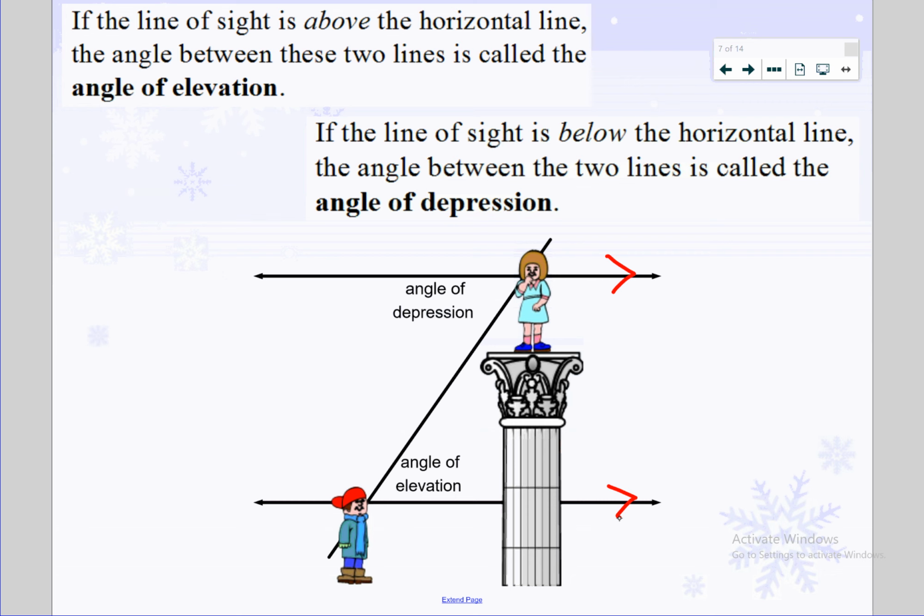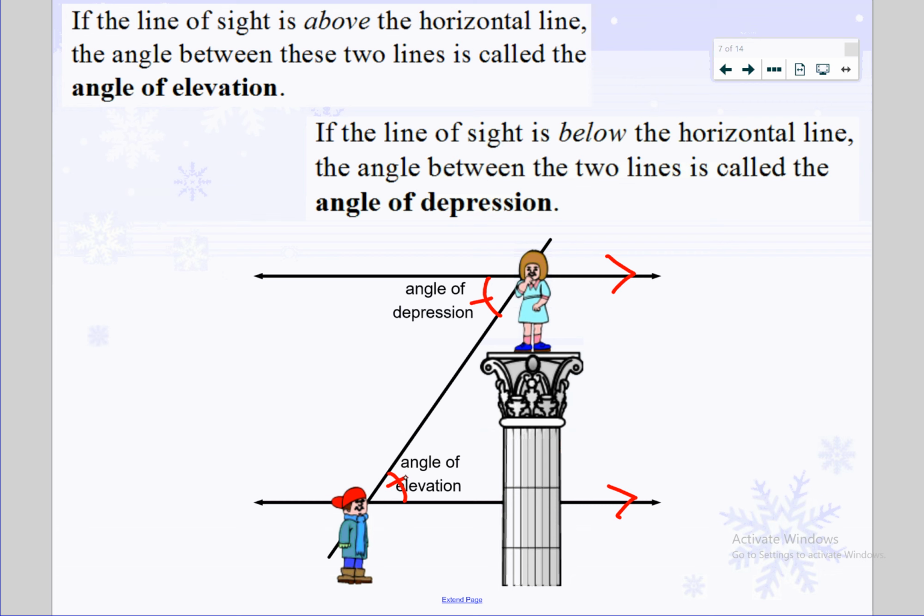So if you pull out the picture, if you just look at the lines, what you have are horizontal lines cut by a transversal. That's a geometry set of information that you guys learned. And if we know that, you should then be able to tell me the relationship between the angle of elevation and angle of depression. How are they related? They are equal angles. So we can label those there and there.